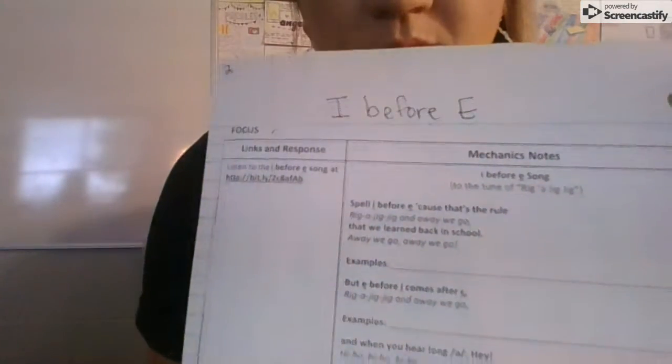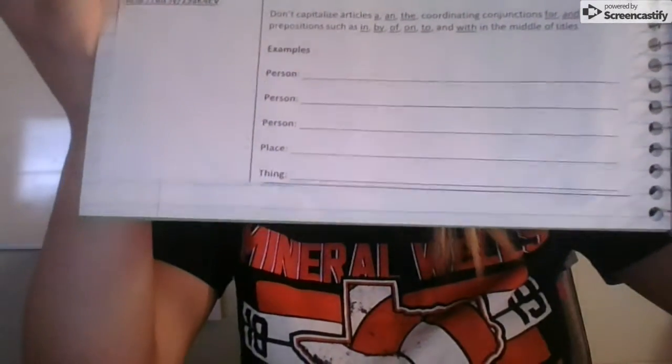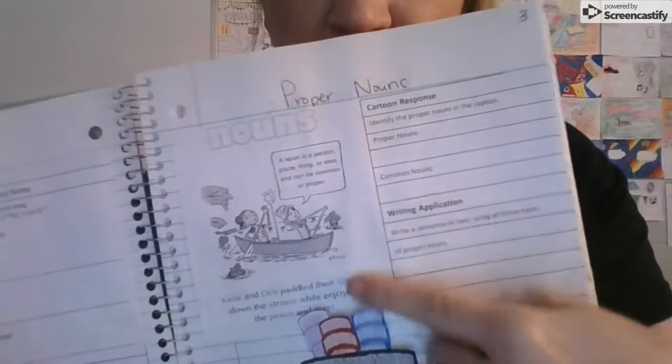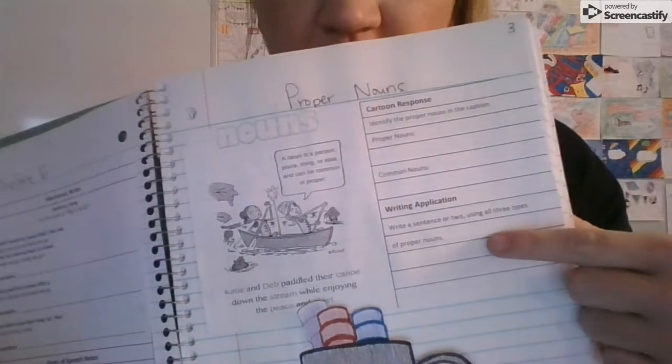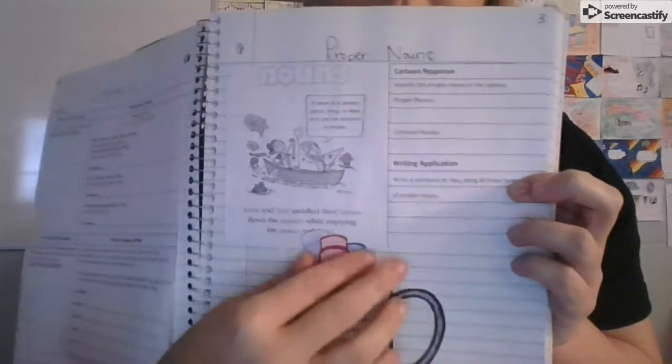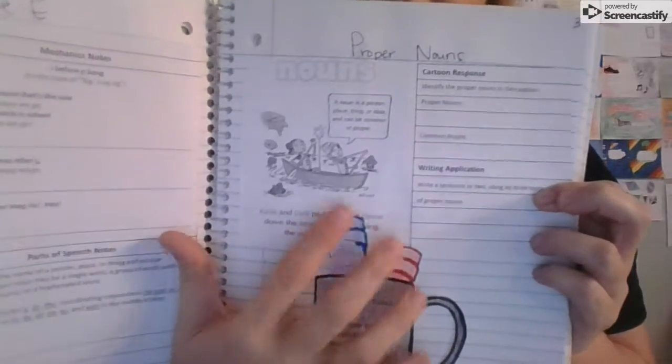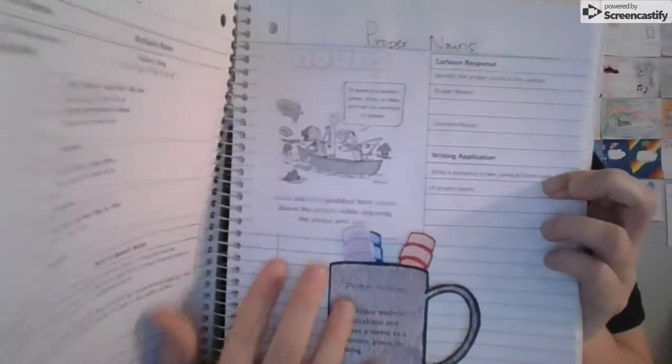On this page here, on this section, you'll have all your notes that we took during the lesson. And here you'll fill out the examples that we took during class. Same thing for parts of speech, which would be proper nouns in this instance. In this section, we identified the proper nouns and the common nouns used in this political cartoon. Then we wrote a sentence using all 3 types of proper nouns. We put an example of each type of noun on the back of these pencils and put them inside of the cup. We did not glue the pencils, only the cup.